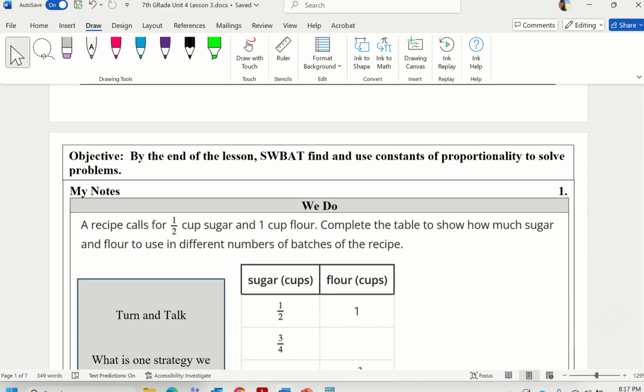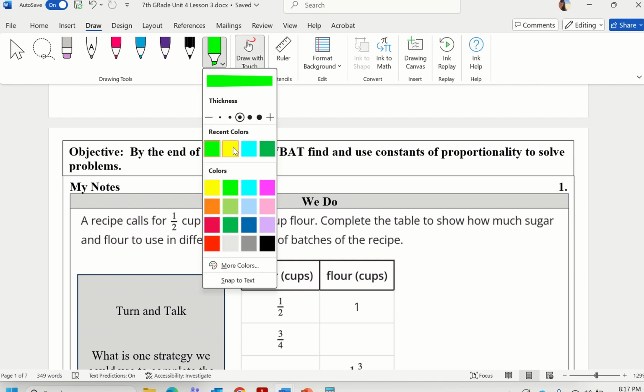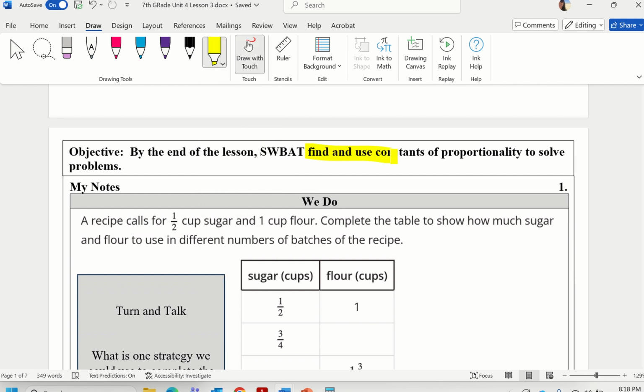You should be flipping to the objective. Our objective for this lesson is that you'll be able to find and use constants of proportionality. So we've been learning about COP and proportional relationships. We've been building on that from the 6th grade stuff, and we're going to continue to use the COP to solve problems. And what makes the problems in this unit a little more difficult is that we've added fractions.